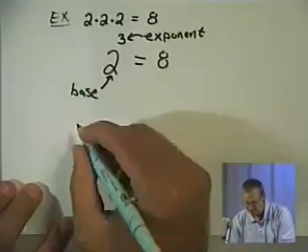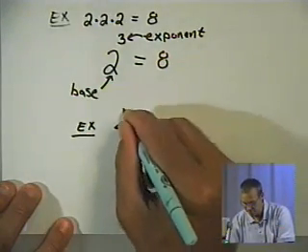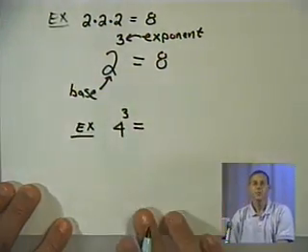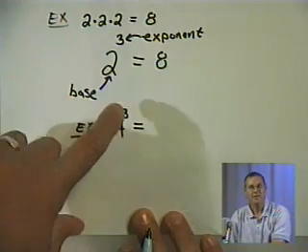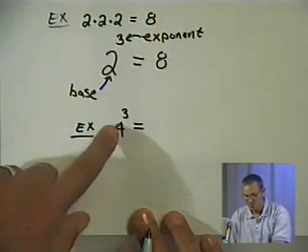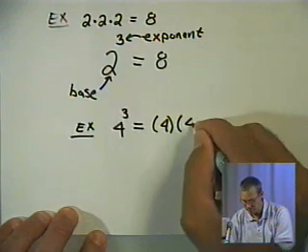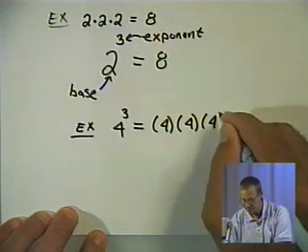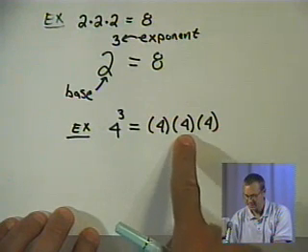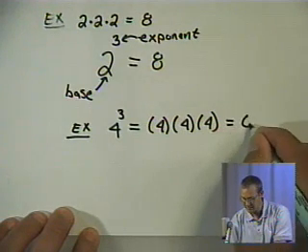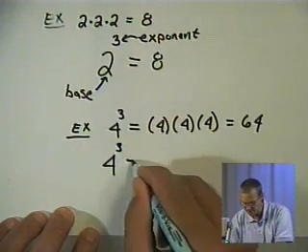For example, let's look at 4 to the third power. Well, notice our base is 4 and our exponent is 3. 4 to the third power means 4 times 4 times 4. 4 times 4 is 16. 16 times 4 is 64. So 4 cubed, another way to write that or read it, is 64. Example or two.